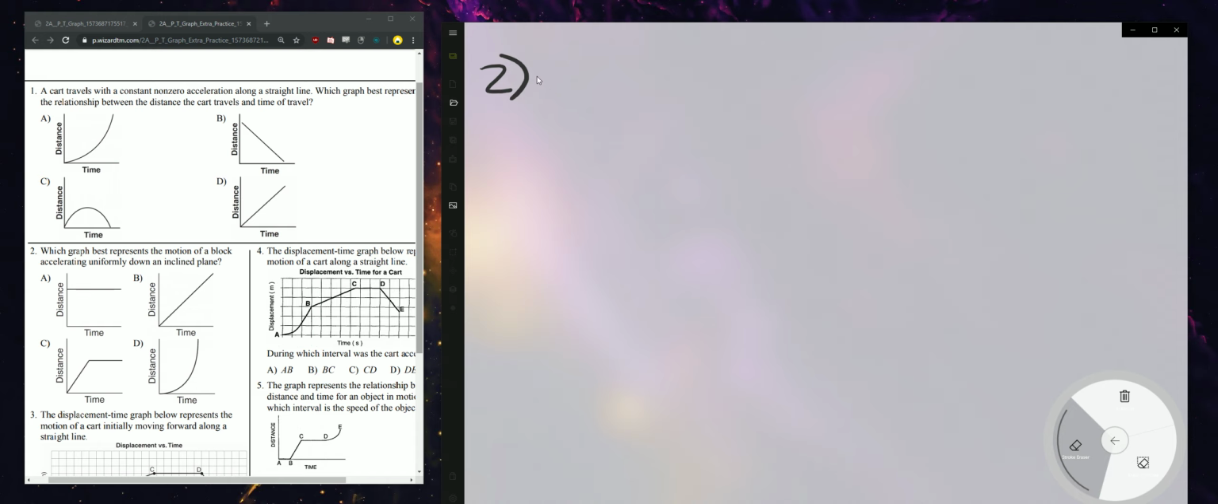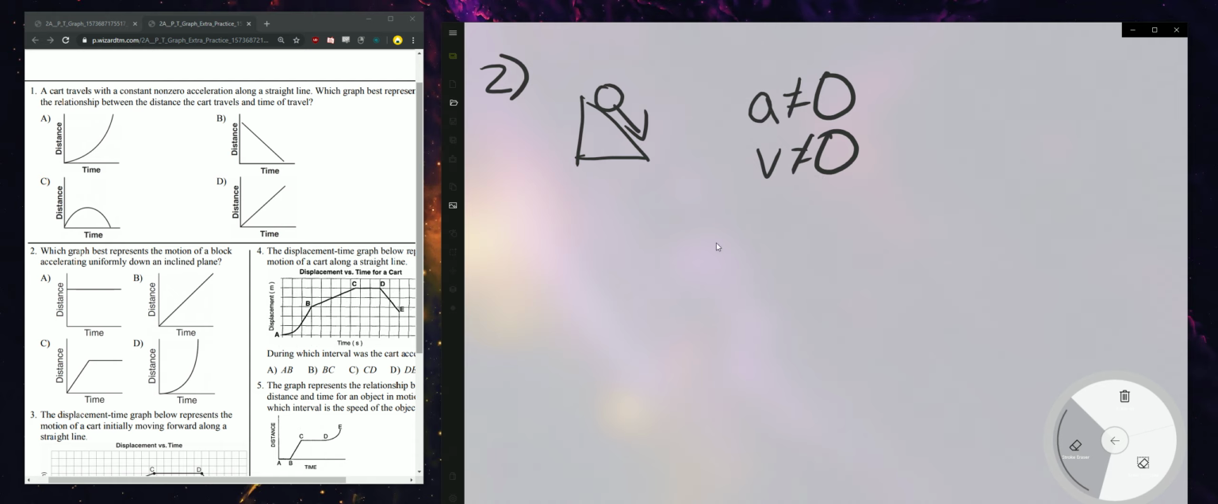Which graph best represents the motion of a block accelerating uniformly down an inclined plane? So an inclined plane is kind of like that, and you have a ball going this way. It's rolling down a hill, rolling down a plane. So we know it has acceleration. We also know that it has a velocity.